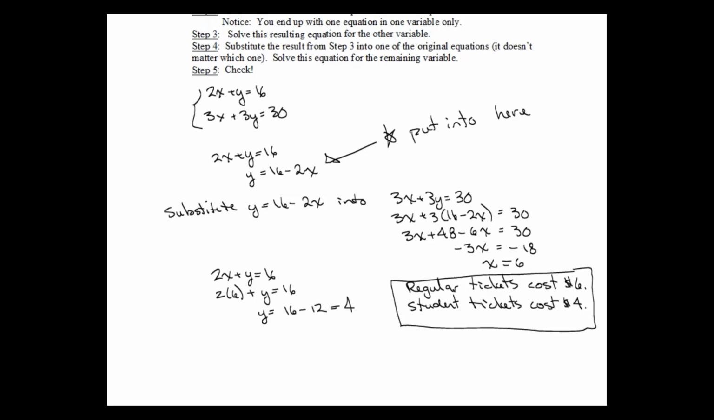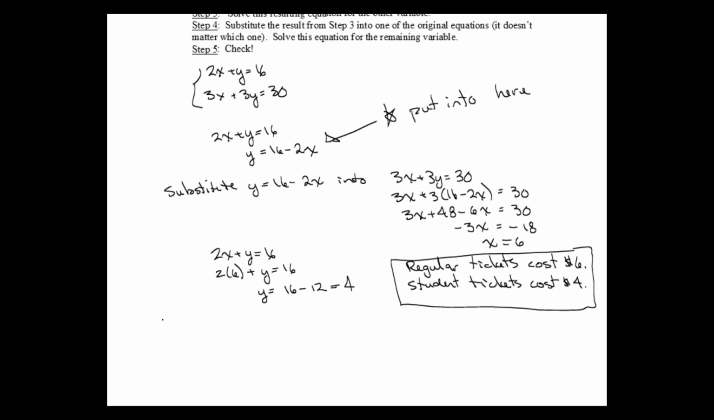Don't forget to check your answer. So 2x plus y equals 16. So let's put that in. So 2 times 6 plus 4 equals 16. Yep, that's true. And if we do the other one, so 3 times 6 plus 3 times 4, 18 plus 12 does indeed equal 30. You always want to check your answer. Okay.